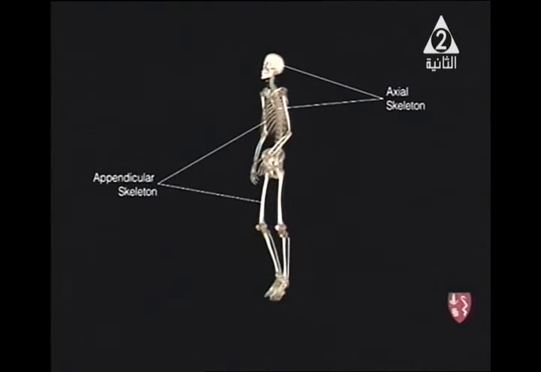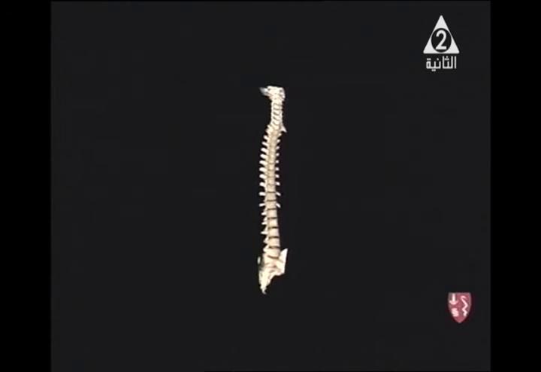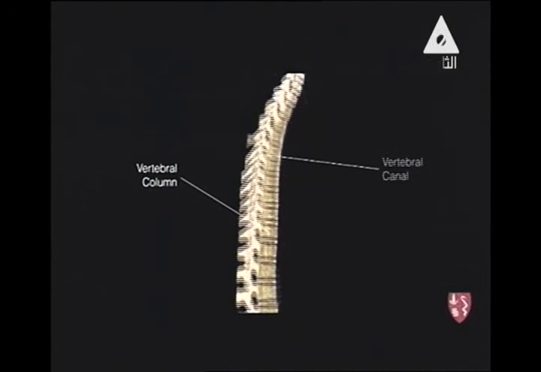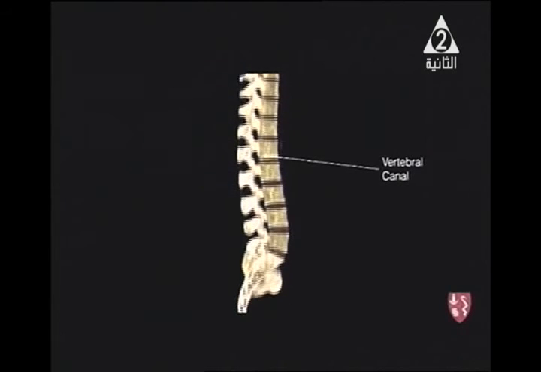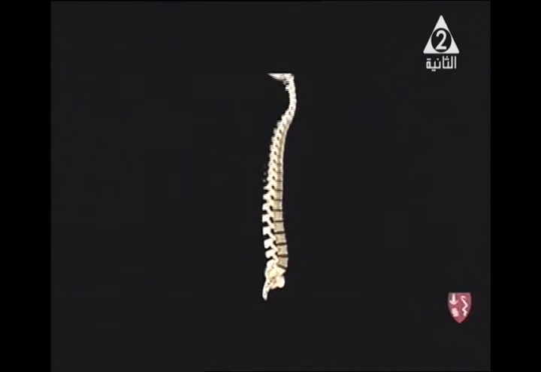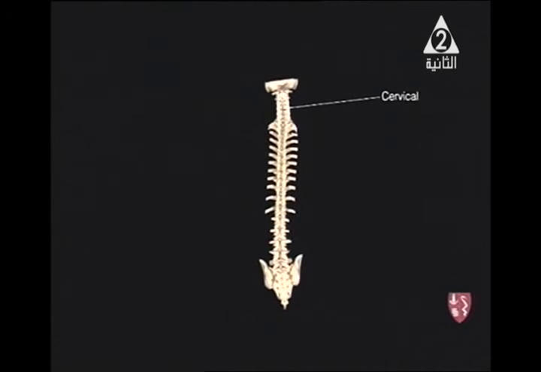Our skeleton has 2 main divisions, appendicular and axial. The axial skeleton includes the skull, vertebral column, and thoracic cage. The vertebral column, as you observe it right now, contains a vertebral canal or neural canal. The upper vertebrae are called cervical.